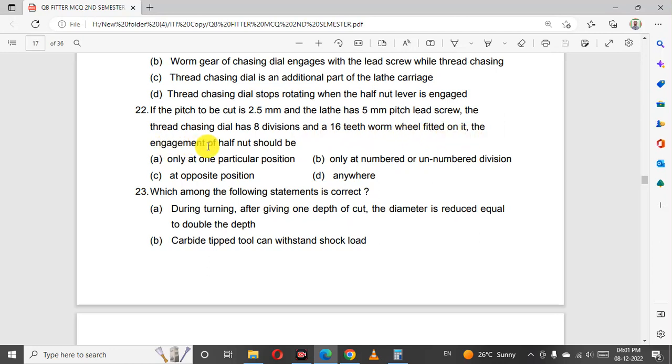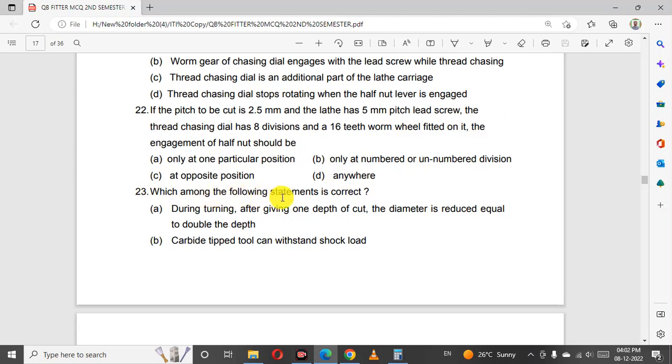The engagement of the half nut should be anywhere, only at one particular position, only at numbered and unnumbered divisions, or at a positive position.